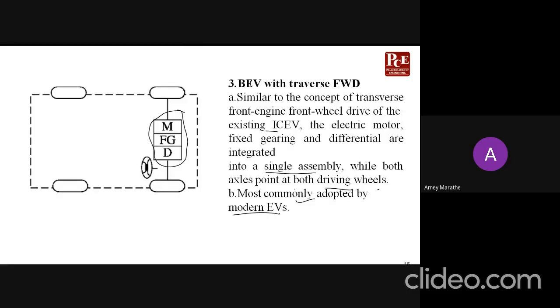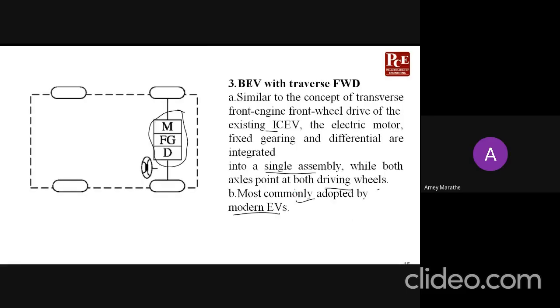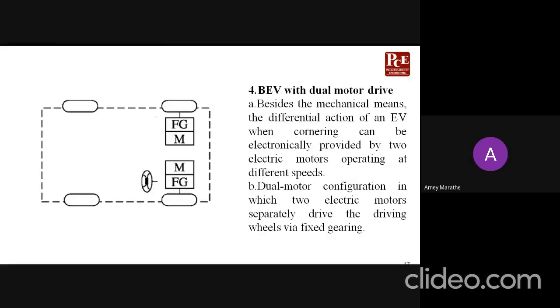I'm sure you are understanding as we are moving forward. Now you see we have a split, so we have a dual motor drive. We have a battery electric vehicle. Now what modification have we done? Instead of one single motor and one single fixed gear, we are splitting. So we have a battery electric vehicle with a dual motor drive. Besides the mechanical means, you can achieve the differential action when cornering.